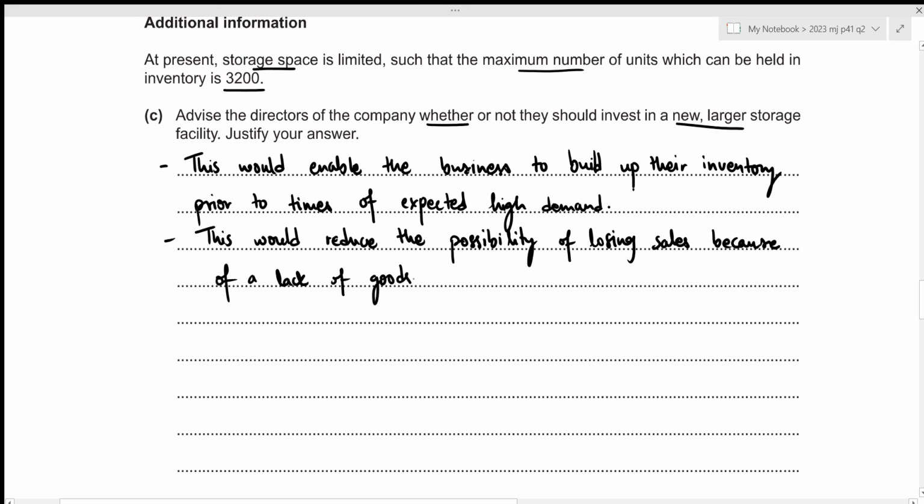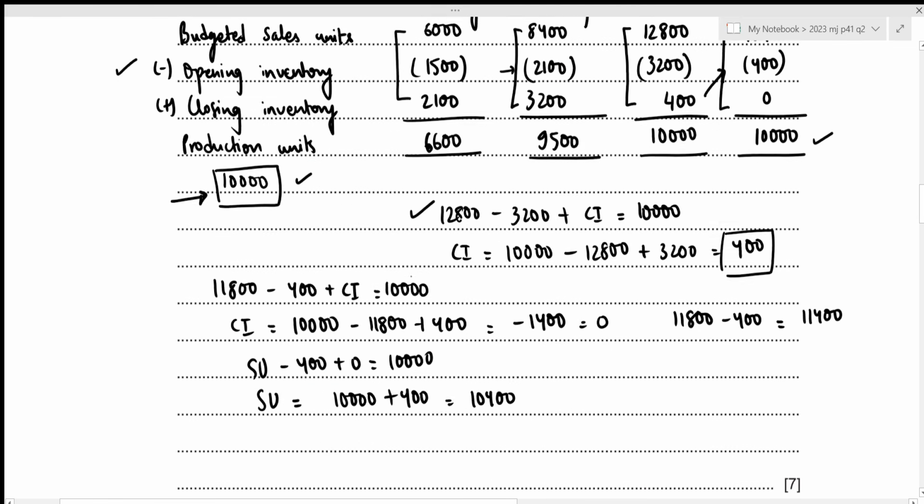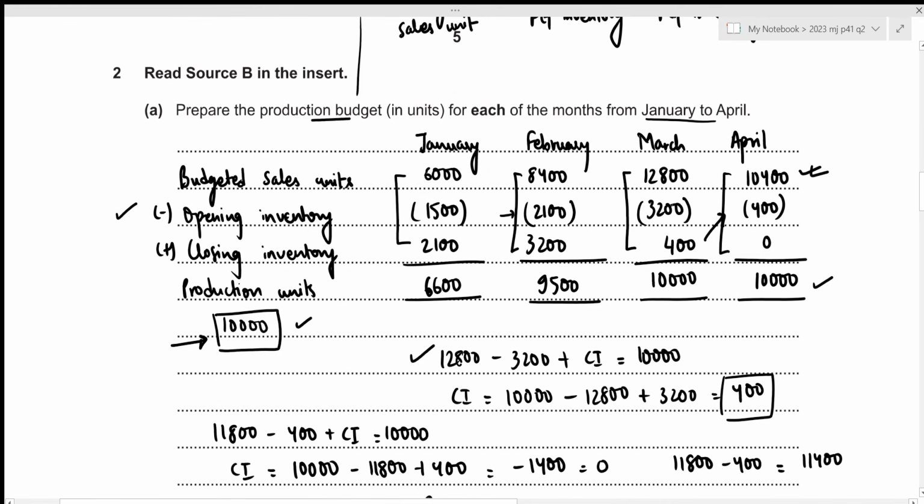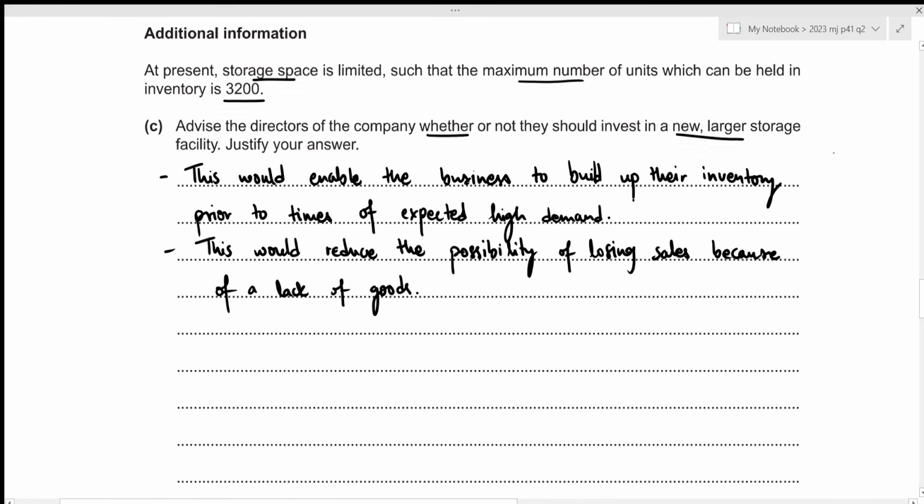goods. And we can relate our present condition to this factor as well, because remember that we changed the closing inventory for the month of March. So if our business had been able to hold more closing inventory in the month of February, then we would not have to lose any sales in the month of April. Let's write it down.